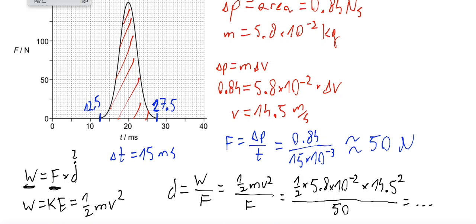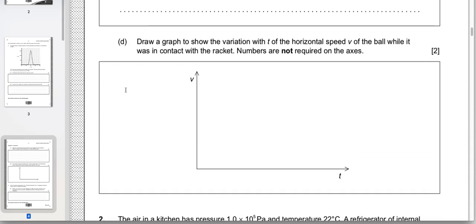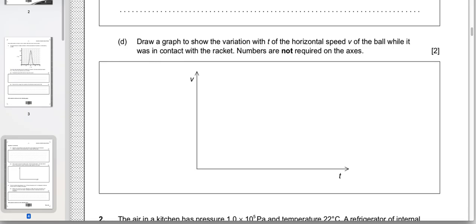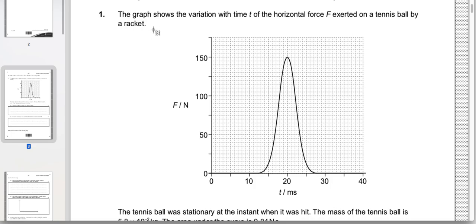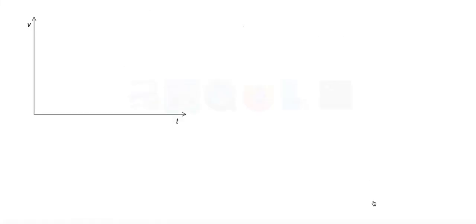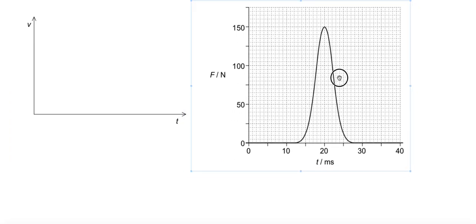Okay, let's do D. New. What about D? It's interesting. You have to draw a graph of how velocity depends on time. You don't need to put any numbers, only while it was in contact with the racket. It was in contact with the racket between 12.5 and 27.5 milliseconds. To be more precise, I'm going to copy this diagram one more time. Then you can watch what happens. So let's look.